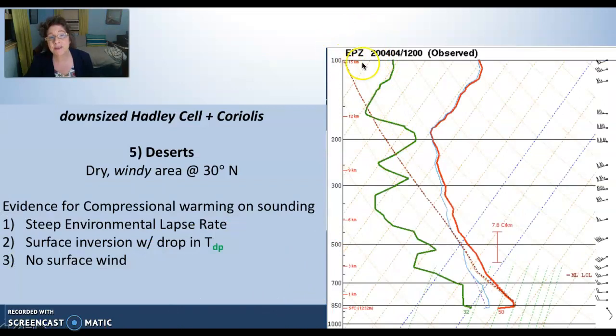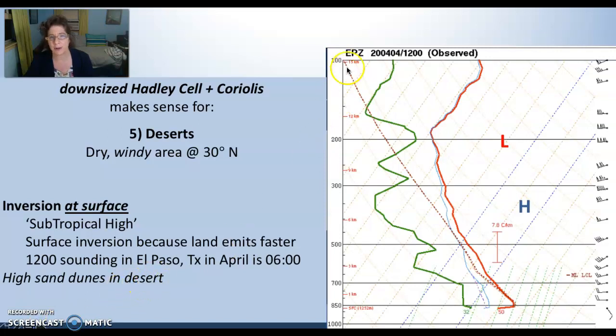This is from El Paso, Texas, another compressional warming observation here. A very steep environmental lapse rate, a parcel that is sinking, it is stagnant, it is underneath the environmental lapse rate that we see here, so it's cooler, so it's sinking, and a very low inversion here. That very low inversion is also showing you very little wind. Look at it, there's no wind basically at the surface. And that makes sense for a very low inversion. Let's explore why it's a very low inversion.